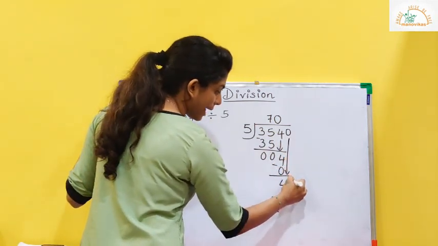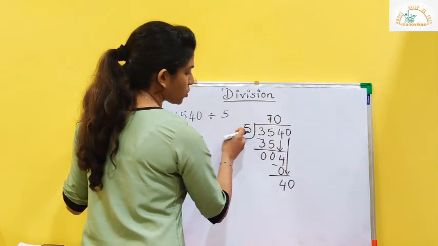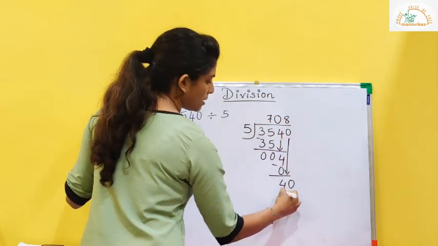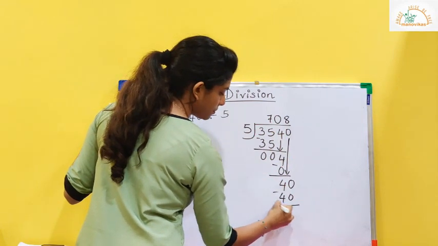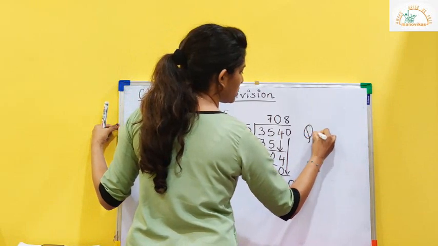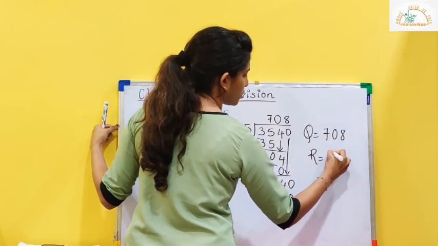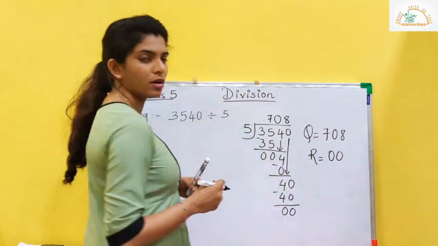Then I bring the next number down. So the next number is 0 here. So 5 eights is 40. And we get the remainder as 0. So quotient is equal to 708 and remainder is equal to 0. Alright.